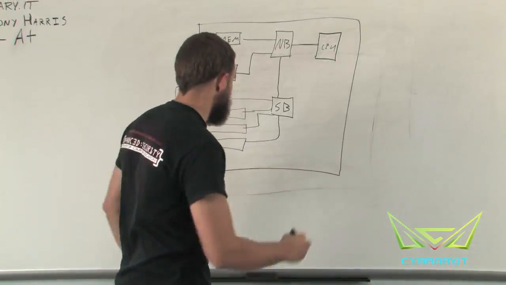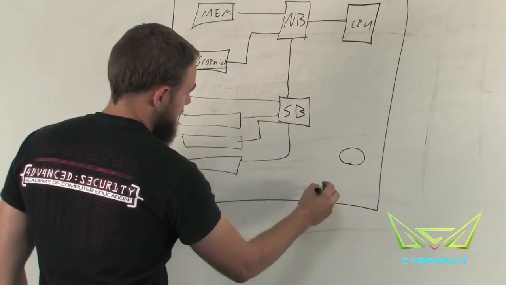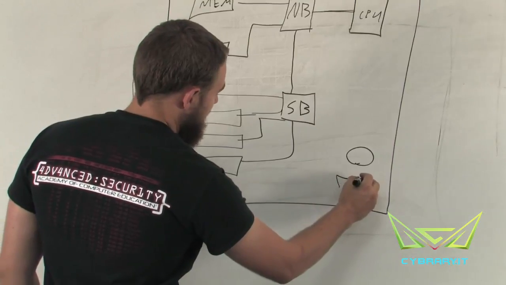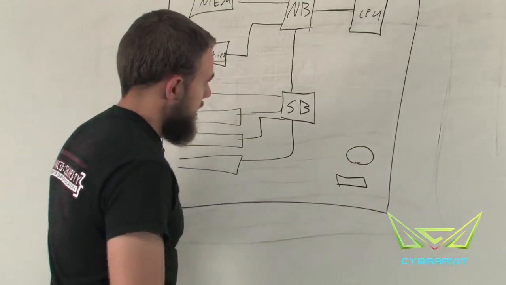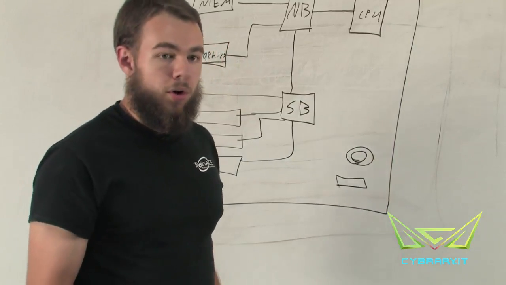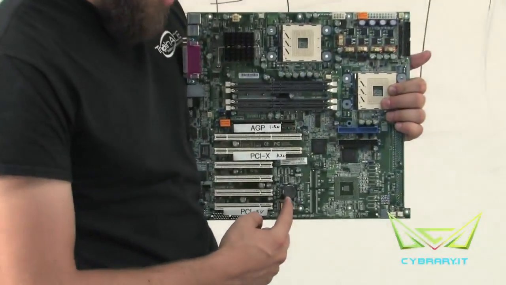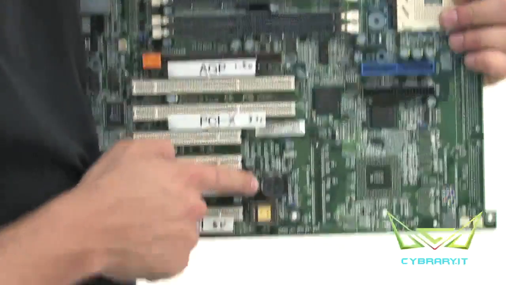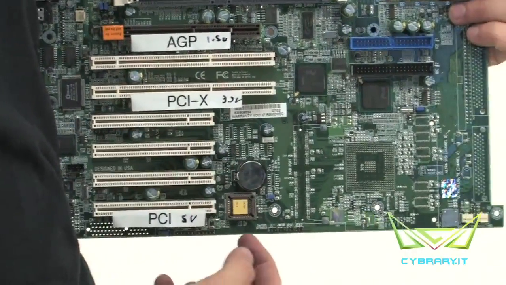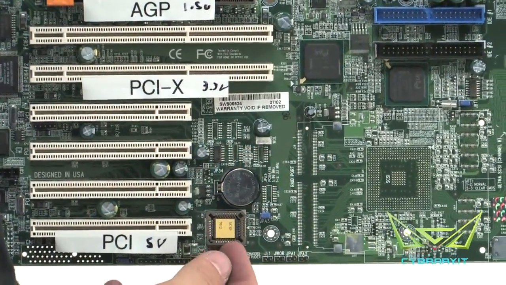Our last chipset is going to be our CMOS. We have our CMOS battery, and then we have our CMOS memory. These two components store memory changes to the BIOS. These will be located very closely together. We have the CMOS battery, and then we have the BIOS here and the CMOS chipset.